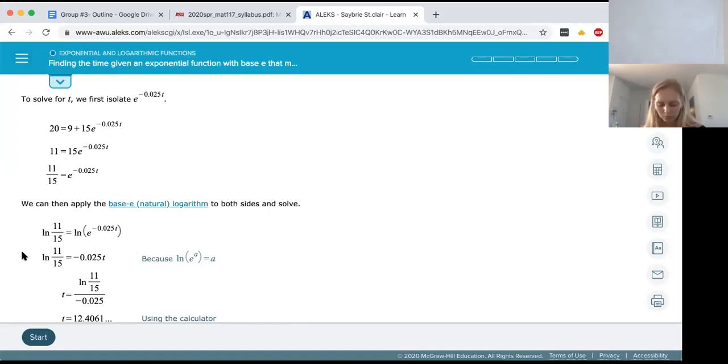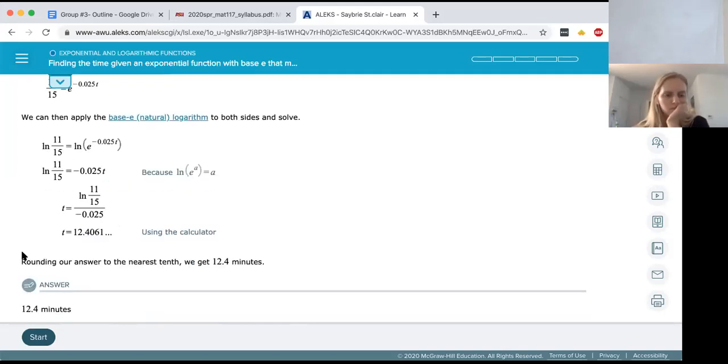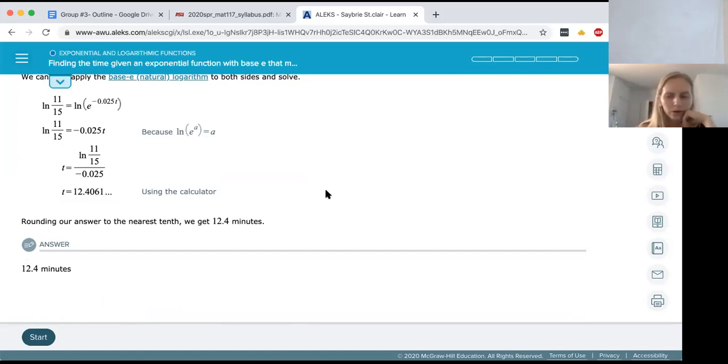All right, should be able to get these. 12. Okay. So it's just pretty much plugging in the number they give you and then solving algebraically for T and then using the natural log button. Okay. We got it.